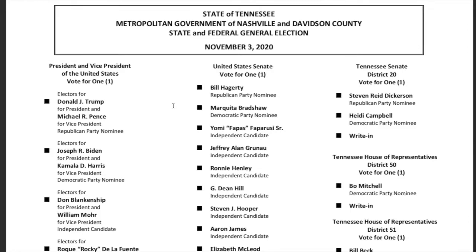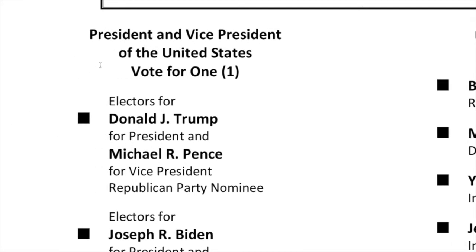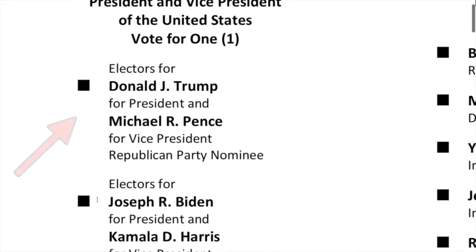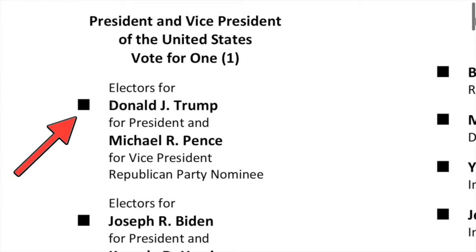Now, let's start with the one that you've probably heard a lot about, and that is the race for President and Vice President of the United States. Notice here it says vote for one, so we can only make one selection here. If we look at the first option, we see the name Donald Trump for president and Mike Pence for vice president. Notice that they're both listed together. That's because in America, the president and the vice president's names are combined, because the president chooses their vice president.